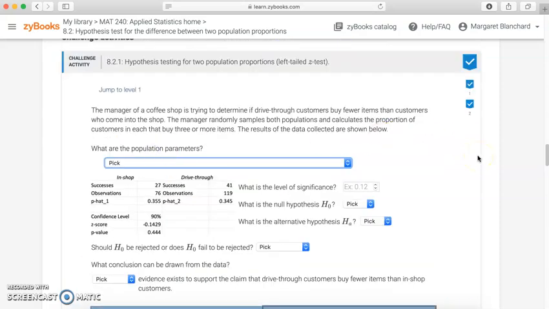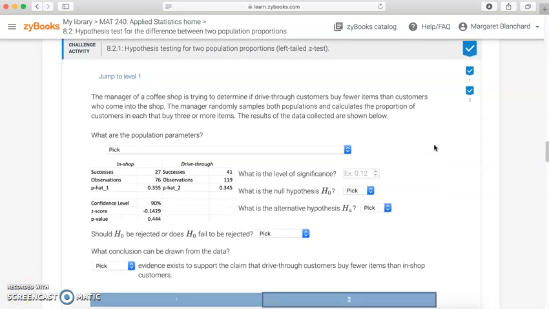All right, let's go to the next one. Manager of a coffee shop is trying to determine if drive-through customers buy fewer items than customers who come into the shop. The manager randomly samples both populations and calculates the proportion of customers in each that buy 3 or more items. The results of the data collected are shown below.